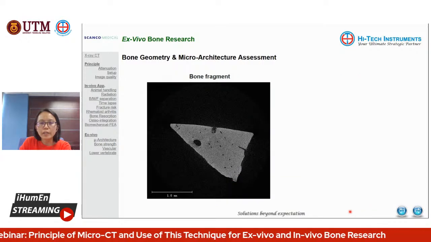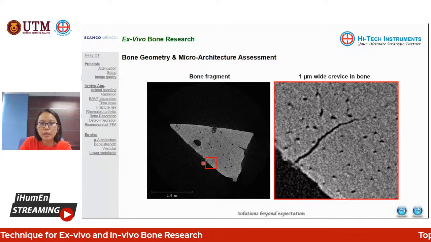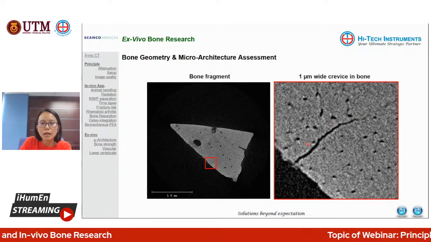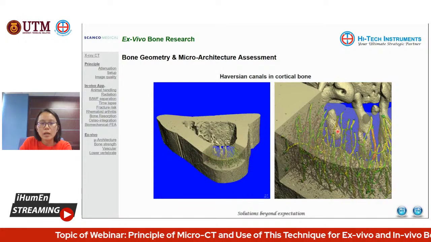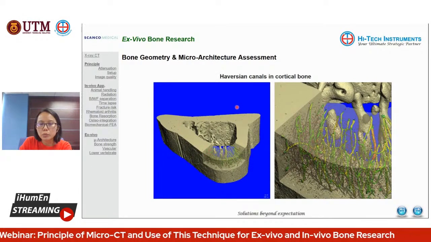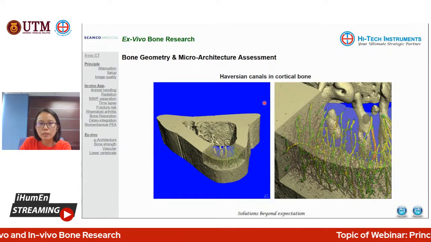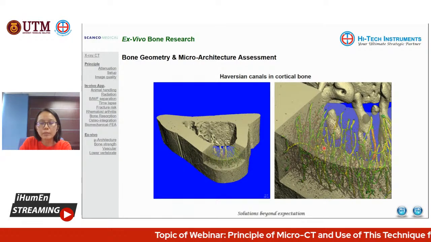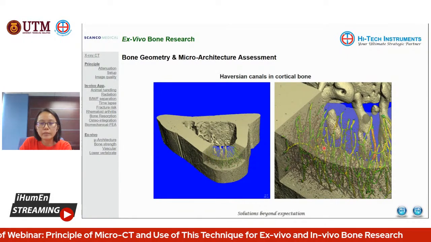And because of its high spatial resolution, you can see that we can further zoom in, and we can see the 1 micron width of a gap on the cortical bone itself. And we can utilize it to expose high resolution networks or vessels. For example, here are the Haversian canals, which is the network that you can find in the bone itself. And normally it will contain blood vessels.